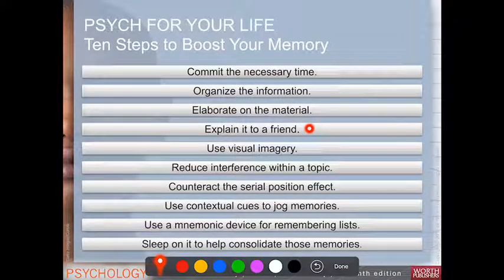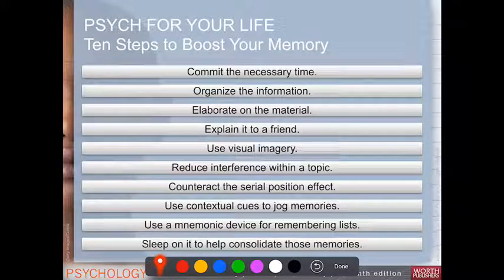Explain it to a friend. If you can explain it to somebody and you've got it down, then usually that means that you understand it better. You want to reduce interference, meaning that you want to focus on the information at hand. Try not to confuse yourself with past information. Don't add in new information that's unnecessary.